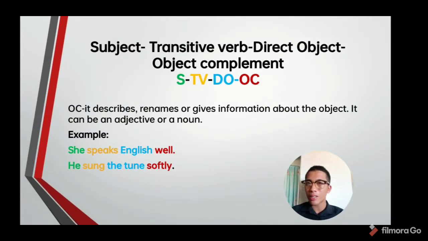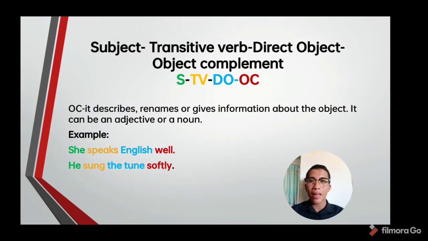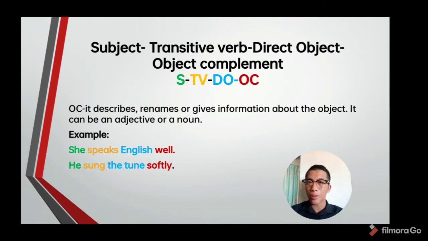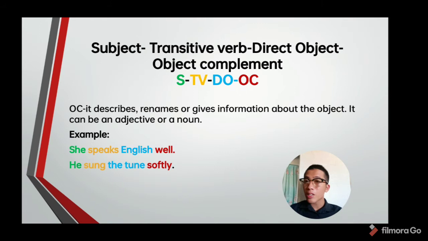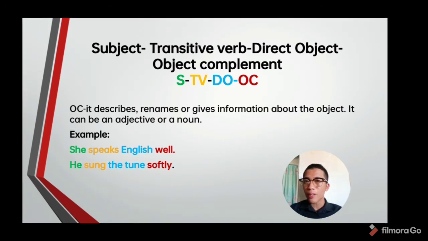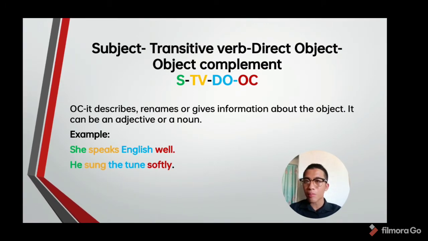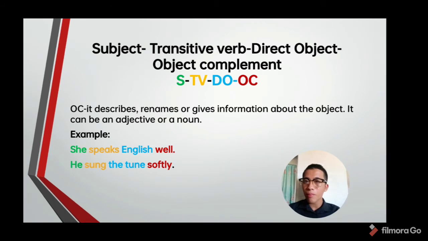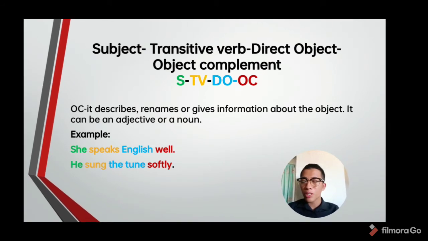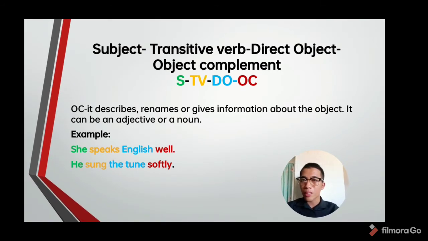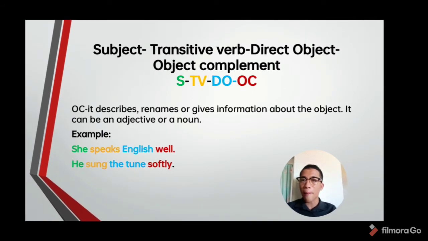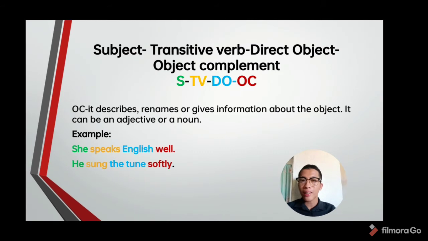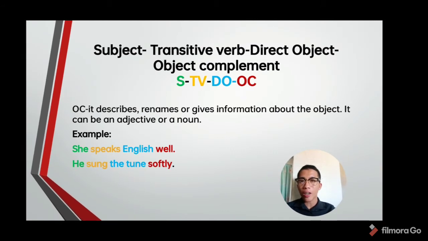Lastly, the subject, transitive verb, direct object, and object complement, or the STVDOOC. Object complement, it describes, renames, or gives information about the object. It can be an adjective or a noun. Example below, she speaks English well. So, she is the subject, speaks is the transitive verb, English is the direct object, and the object complement is well.